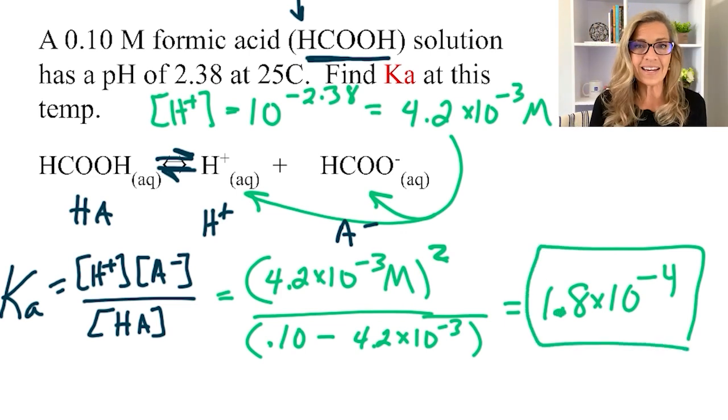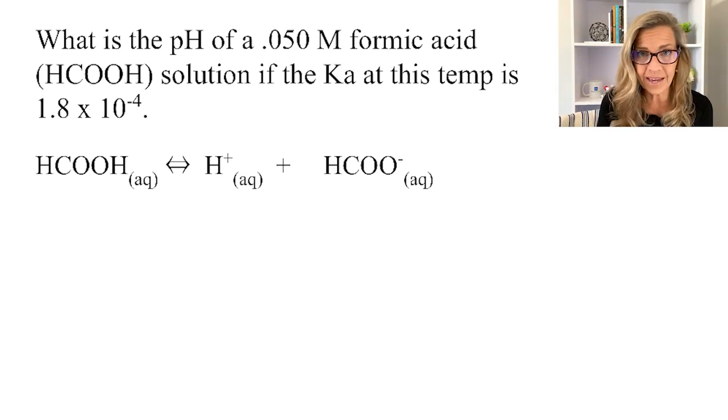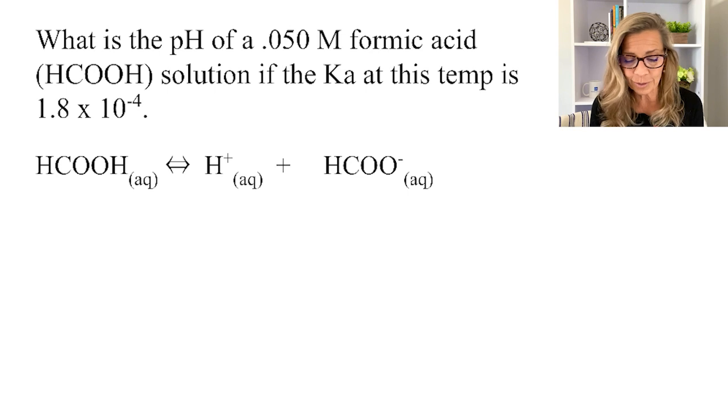Okay, and Ka, that is just the acid dissociation constant. These values are found in tables in your textbook. You can look them up online. And that is how you get a Ka. Now, let's do one more problem. This time, let's say we know the Ka and we want to find the pH of a particular solution.